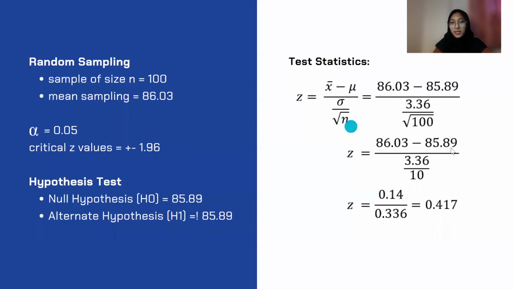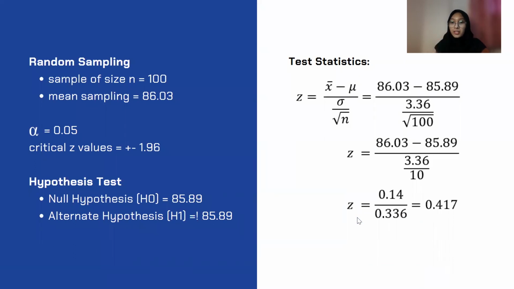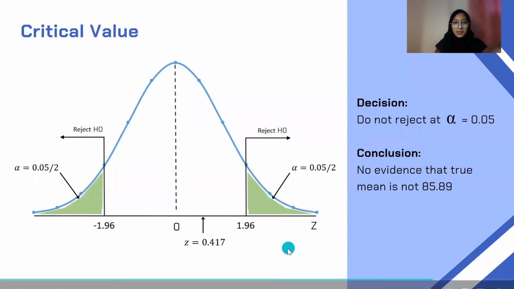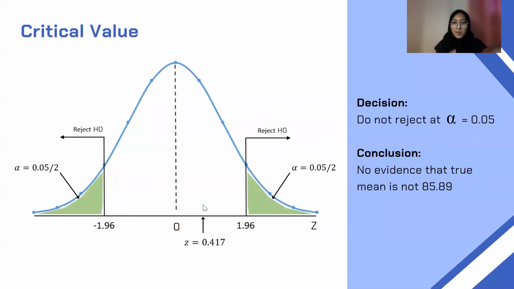So we already calculated the Z value, we already did the statistic, and we found that the Z value is 0.417. And because it is in the white area, or it is less than 1.96 and more than minus 1.96, it means that we do not reject the H0. We can see the decision here: we do not reject at alpha 0.05. And we got the conclusion: no evidence that the true mean is not 85.89.